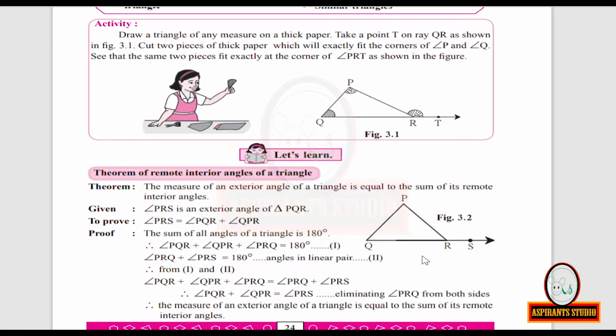Now for the proof, you have triangle PQR. You all know that the sum of all angles of a triangle is 180 degrees. Therefore, measure of angle PQR plus measure of angle QPR plus measure of angle PRQ is equal to 180 degrees. Take this equation as equation number 1.